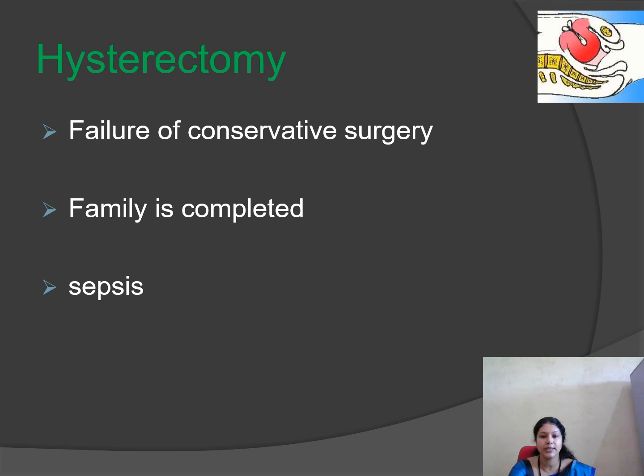Next, if all these measures fail, the manual method and even O'Sullivan's method, everything has failed, what you can do is go for the hysterectomy, that is the removal of the uterus. You can do the hysterectomy if all the conservative measures fail, and if the family is completed, if the woman doesn't want to have further children, if they are having 2 children, in that case, or if the woman is having severe infection, in those cases you can go for the hysterectomy or the removal of the uterus.